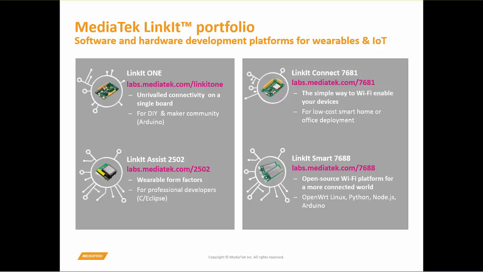Here is a quick overview of the HDKs we have so far. The LinkIt One is more aimed at wearables, LinkIt Assist as well, the 2502. Then we have the LinkIt Connect, which is a low-level Wi-Fi enabling platform for smart home applications. And then we have the LinkIt Smart 7688, which is an open source Wi-Fi platform. That's the one that runs OpenWRT, with a very powerful processor on there. And then we have today's one, the 7687, which we look at in a minute.